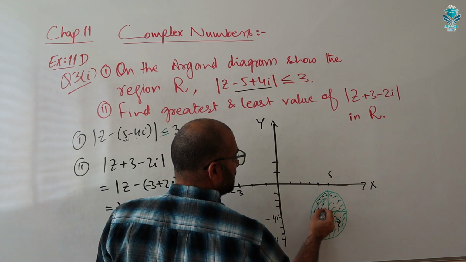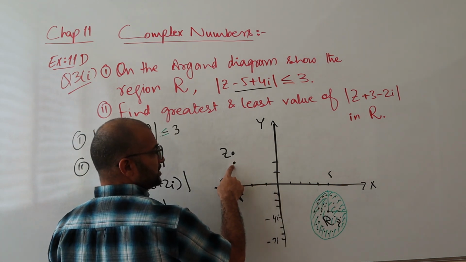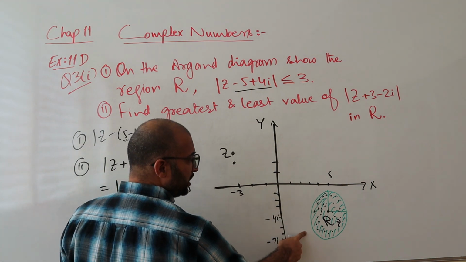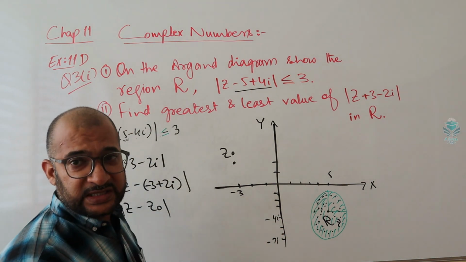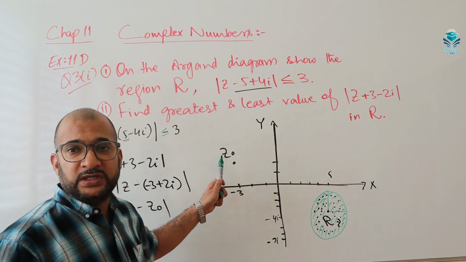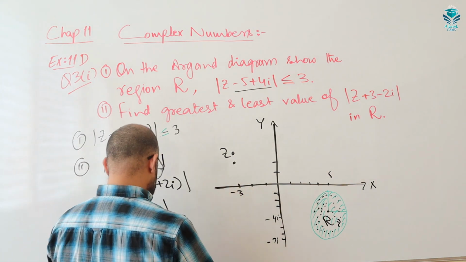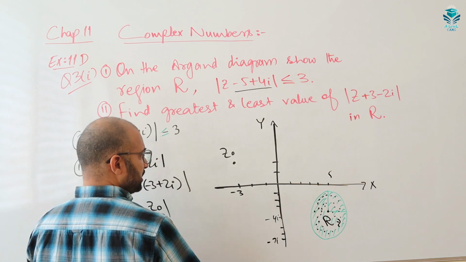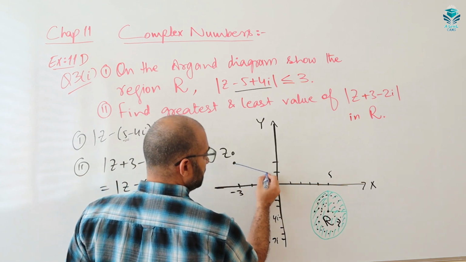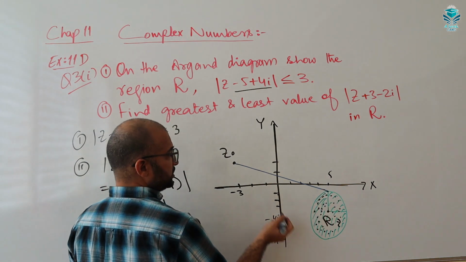Understand? We have to take that z which makes the distance from z0 maximum, and we have to choose that z in the region R which makes the distance from z0 minimum. There are many points that you can consider. For example, you can choose this point. This is the distance because z lies on the boundary. You can choose this one.